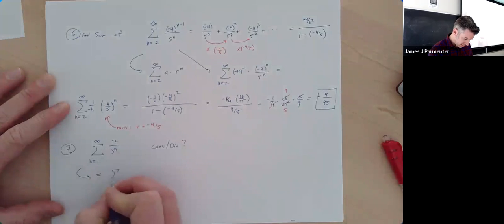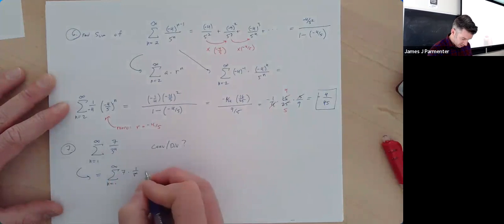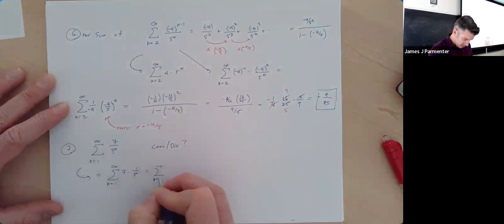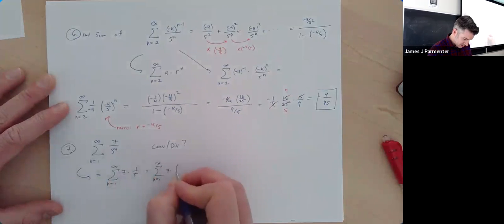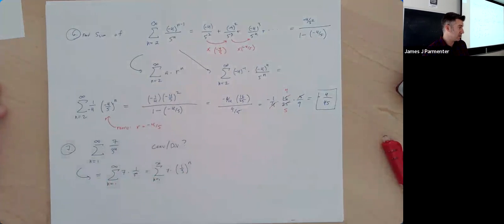I write this as the sum from n equals 1 to infinity of 7 times 1 over 3 to the n, or preferably the sum from n equals 1 to infinity of 7 times (1/3)^n. Then it's a little easier to see that it's geometric. But if you find this more challenging, just write out terms. Writing out terms, although it feels kind of rudimentary, really makes it easy to tell if it's geometric or not.